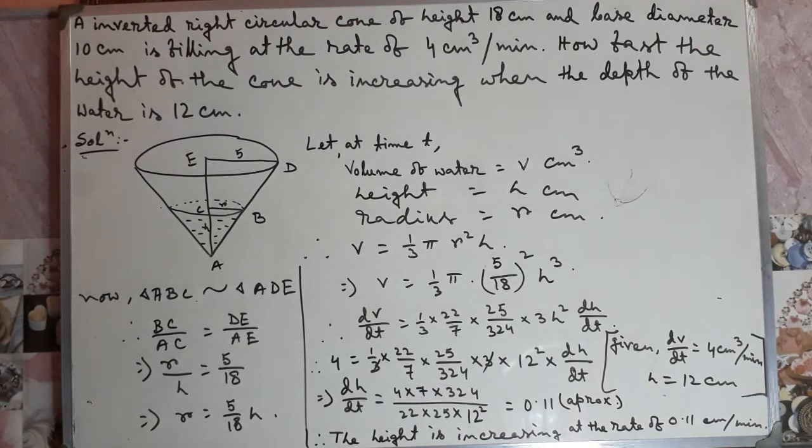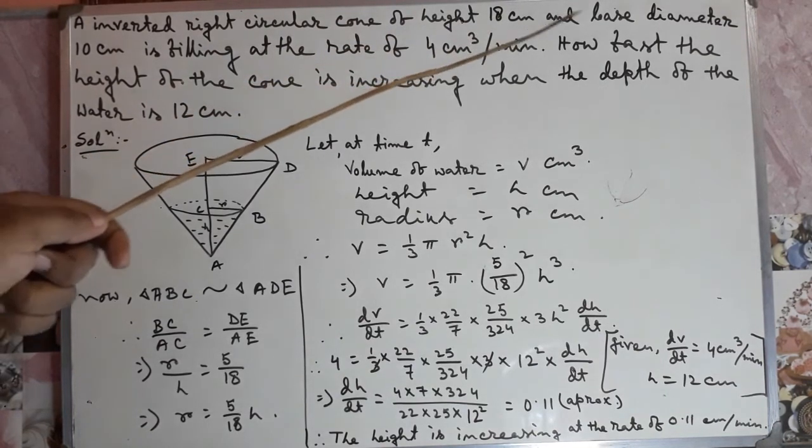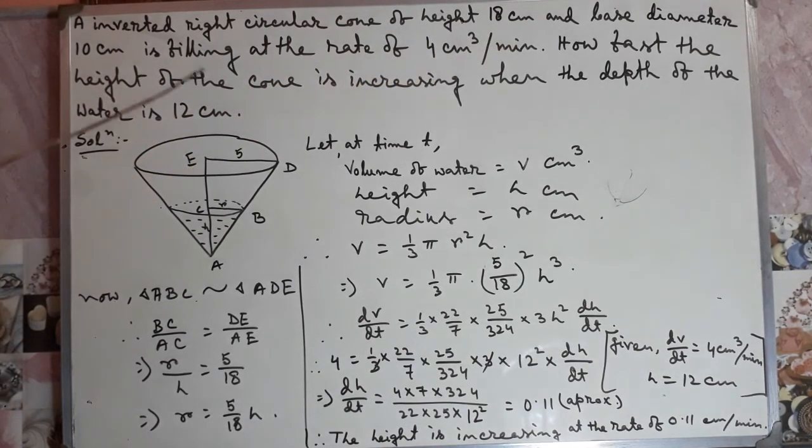Another problem is given. An inverted right circular cone of height 18 centimeters and base diameter 10 centimeters is being filled at the rate of 4 cubic centimeters per minute. How fast is the height of the water increasing when the depth of the water is 12 centimeters? This is the inverted cone.